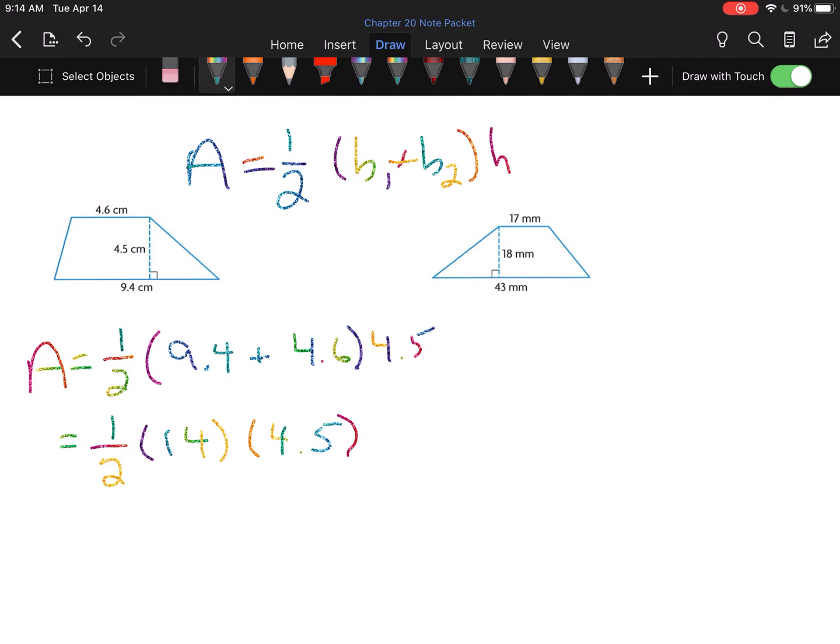Now this is all multiplication. You can do it in whatever order you want. You can do it all together because you're using a calculator. 1/2 times 14 is 7. So I'm going to do 7 times 4.5. I'm pretty sure. Let's just check the calculator anyway. Yes. That is 31.5 centimeters squared.